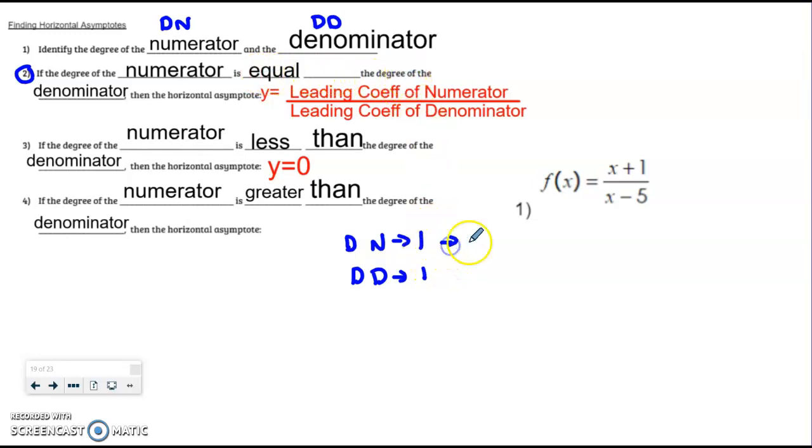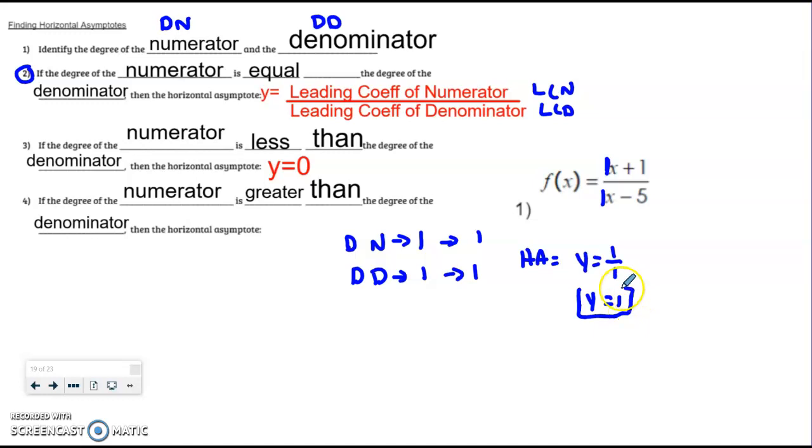So, what is the leading coefficient of my numerator and the leading coefficient of my denominator? Well, the leading coefficient of my numerator is 1 because that's what's in front of x. What's in front of x in the bottom is also 1. So in this case, my horizontal asymptote is going to be y equals 1 over 1. So in that case, it's going to be 1. That's my horizontal asymptote. Okay?